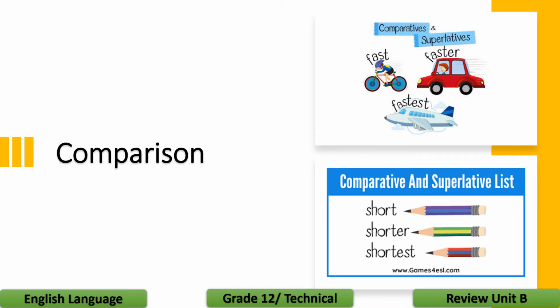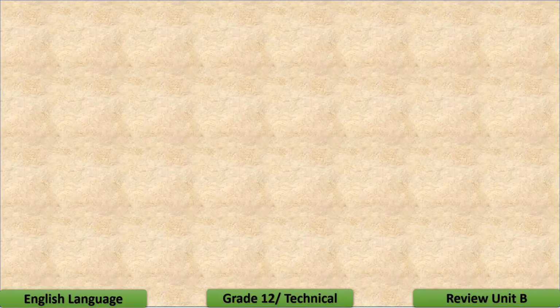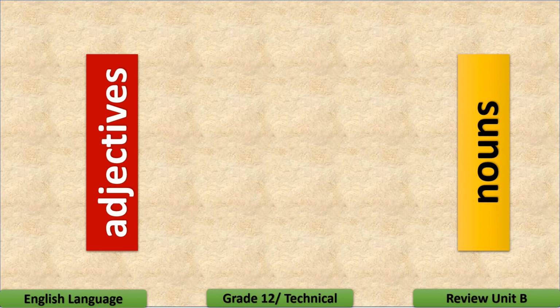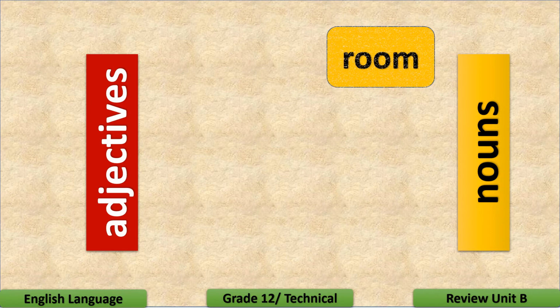Dear students, let's now move to the second objective in our lesson for today, which is comparison. As you can see, we need adjectives or adverbs to make comparison. Now, let's have a look at the following parts. As you can see, we have nouns to the right and adjectives to the left. So let's have the following examples before we start our lesson.